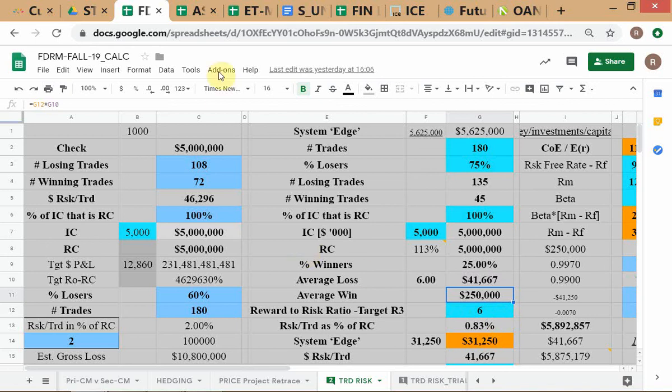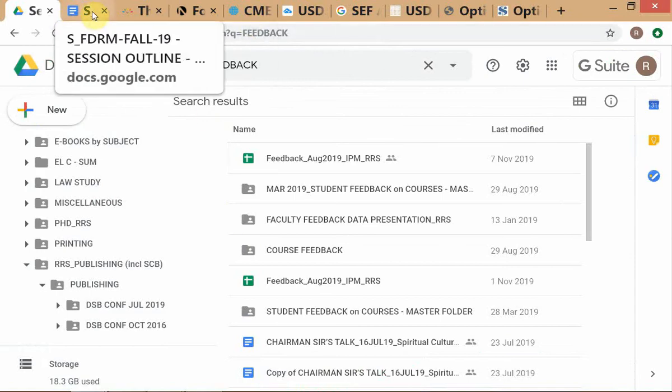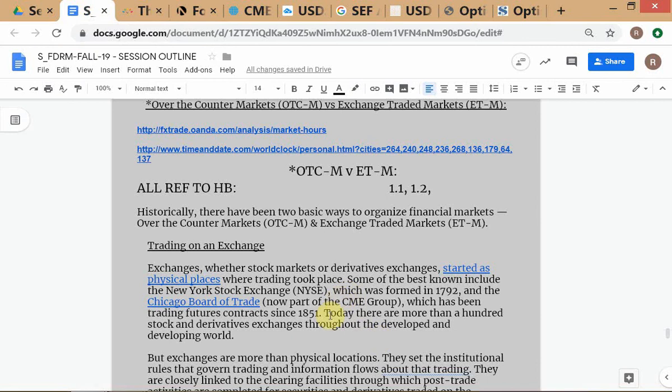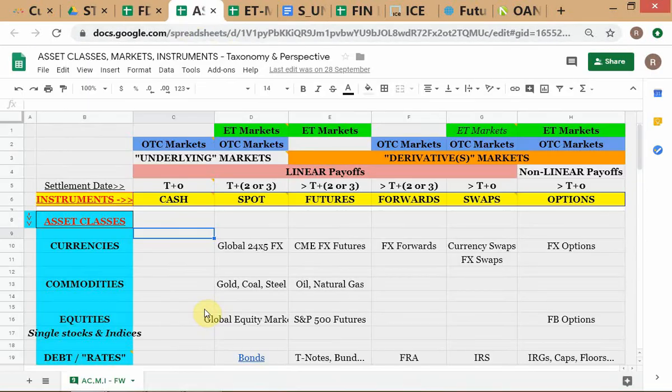Okay. All right, so let's go back. Now we have understood market risk and this risk. Where was I before? I was going to this. That's when Shuchi's question came. We were going here, right? That's where we were. So now you can see ET markets, ETM.